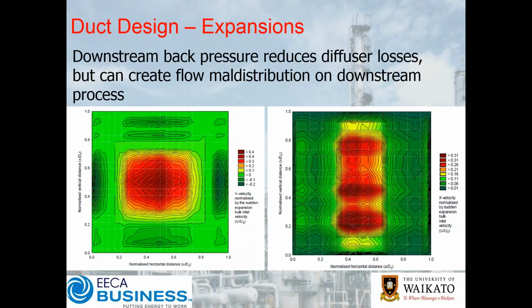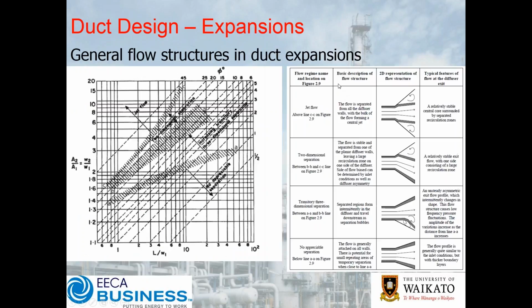Now, depending on the geometry, you can get some rather interesting outcomes. There's a chart here that we can refer to in terms of area ratios and length, which is ultimately then the angle, which is defined as twice the angle here. And you can see that once you get up to 45 degrees, i.e. a 90-degree diffuser, you start to get up into this regime here, which is where you get jet flow.